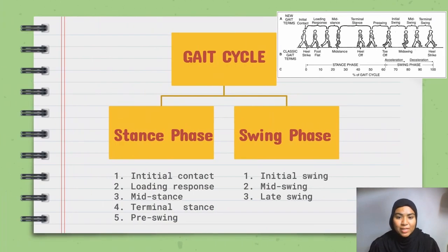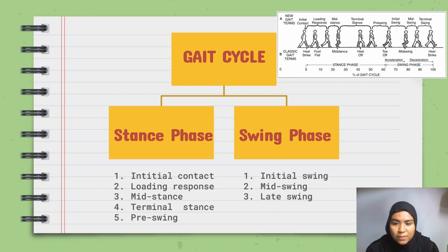Okay, now we proceed with the gait cycle. The gait cycle is divided into two major phases, which are stance phase and swing phase. However, they are further subdivided into a total of 8 subphases. For information, the stance phase accounts for 60% of the total gait cycle, and it involves some part of the foot contacting the ground. The stance phase consists of the initial contact phase, loading response phase, mid stance phase, terminal stance phase, and pre-swing phase.